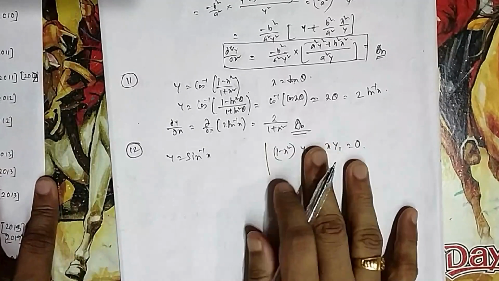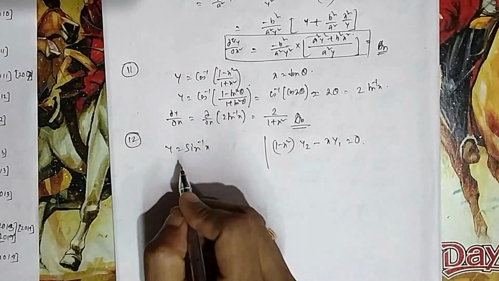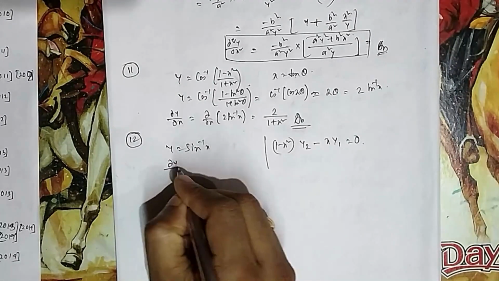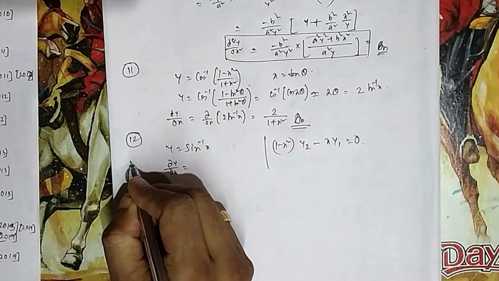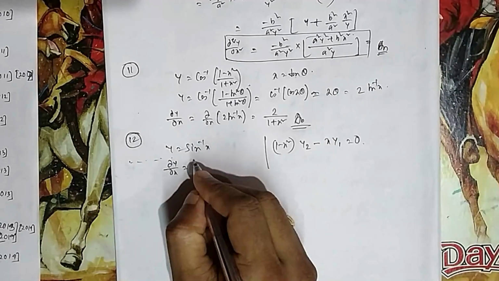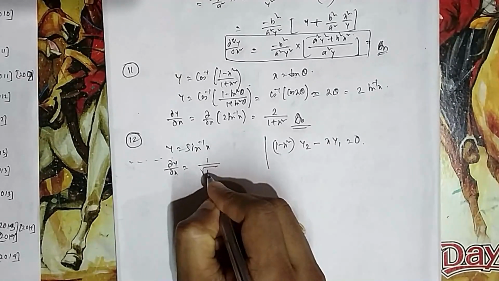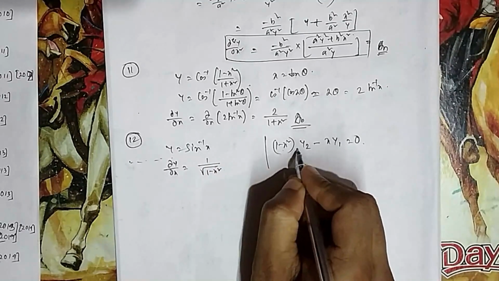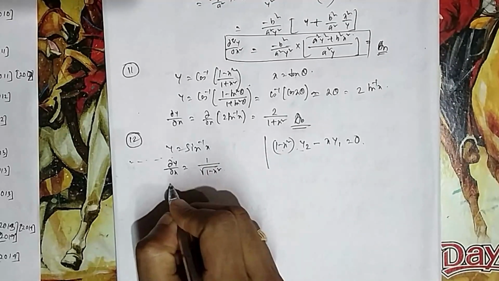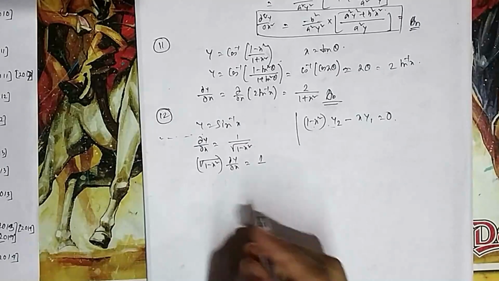This one you always write side by side: what I have to prove. Then you start doing differentiation. So if you differentiate, you can write differentiating with respect to x. So if you do differentiation, it is 1 by under root 1 minus x square. Now because there is 1 minus x square with this y, you have to take this one to this side. Now you differentiate one more time.